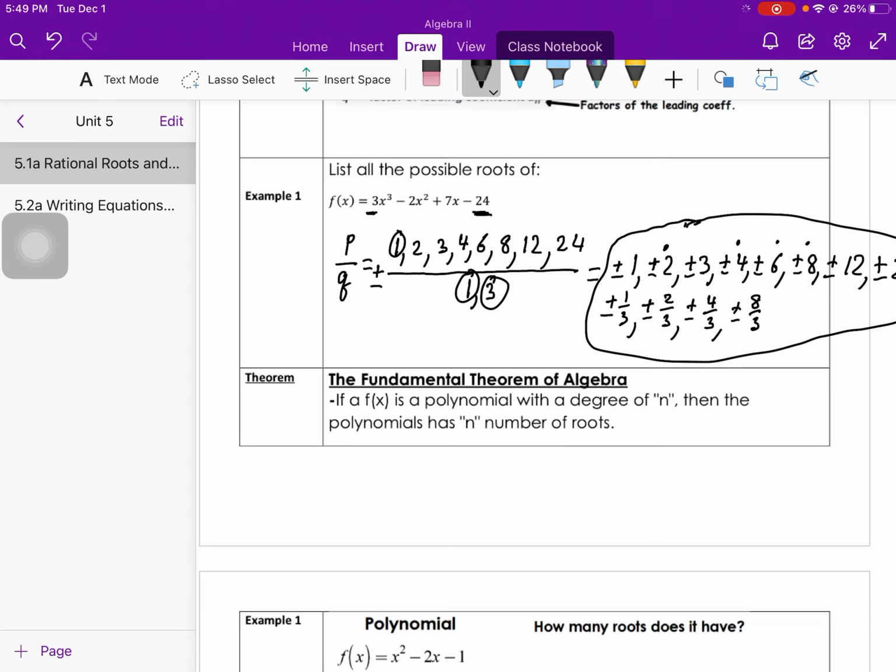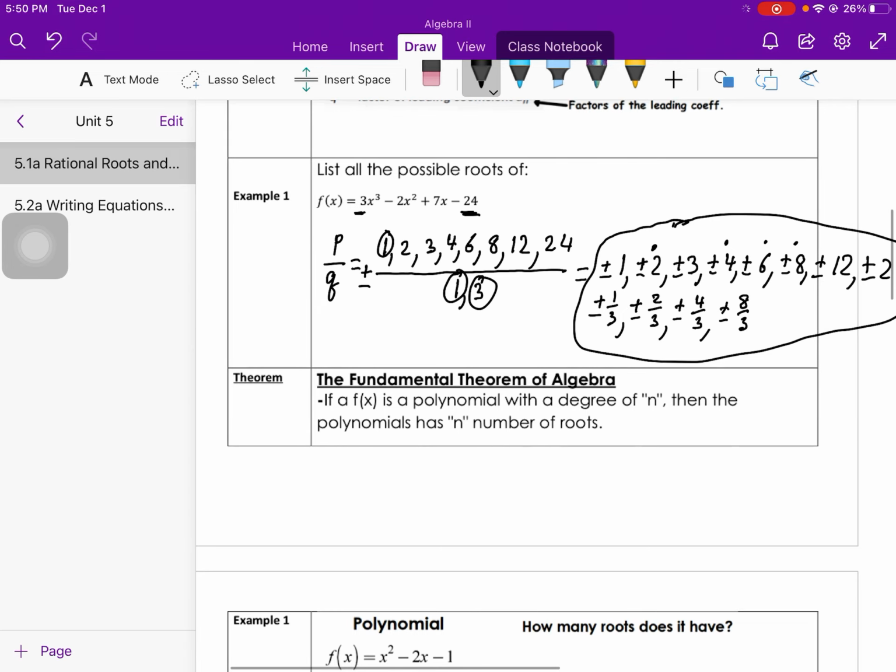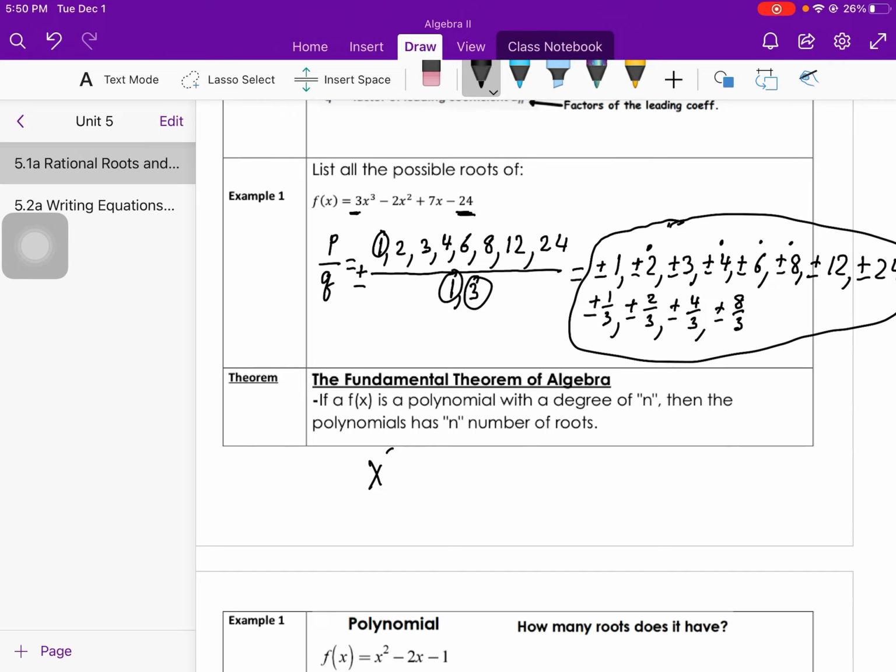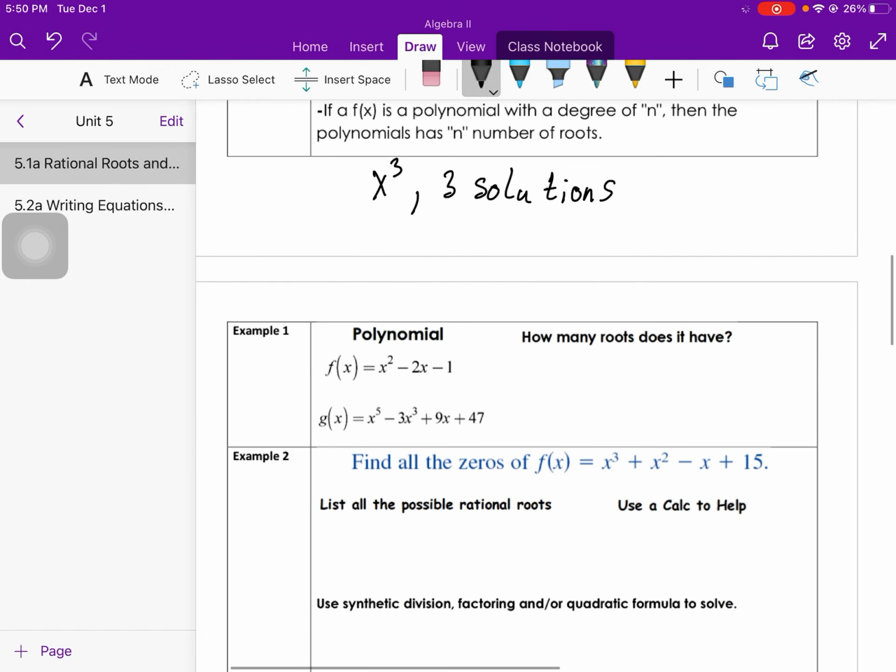Now the fundamental theorem of algebra, this is our other theorem that's important. If f of x is a polynomial with a degree of n, so a polynomial for a general degree of n, some degree 0 or larger, then the polynomial has n number of roots. This is just what I've been trying to show you, that when we have an x cubed equation, we know there has to be 3 solutions because the highest degree tells us the number of roots, which is the same as solutions.